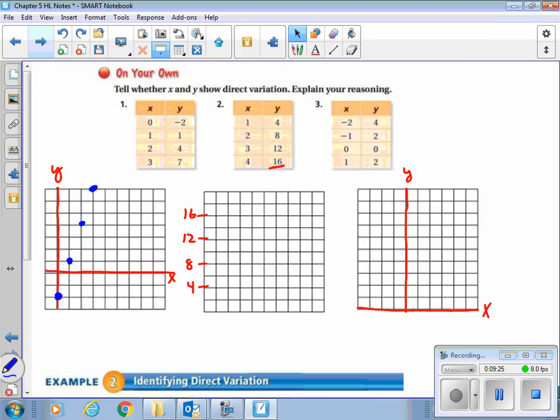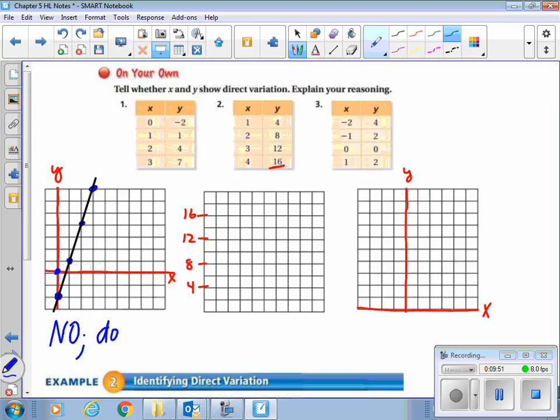I then have to have a straight edge. I cannot do this by hand because it might be very close. So by looking at that without the straight edge, you might have said, oh, it looks like it's going to cut through the origin. But once you actually draw a line with a ruler, is it cutting through the origin? Did we hit here? No, we did not. So this is not direct variation. And your reasoning would be, it doesn't cut through the origin.